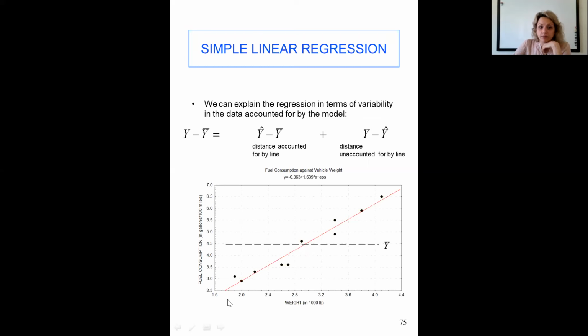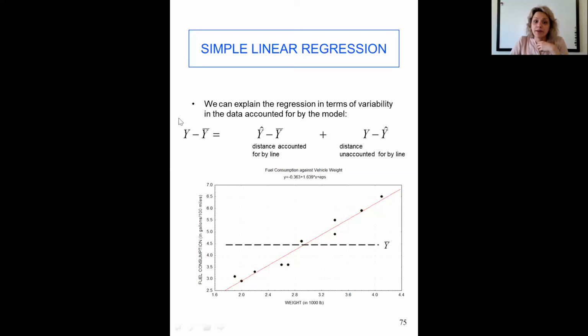Let's say we drew our model, and we have another property that we can use a lot when we are working with simple linear regression. We can explain the regression in terms of variability in the data accounted for by the model. So this y bar is the average of the y, right? It's the mean. So it's very important.